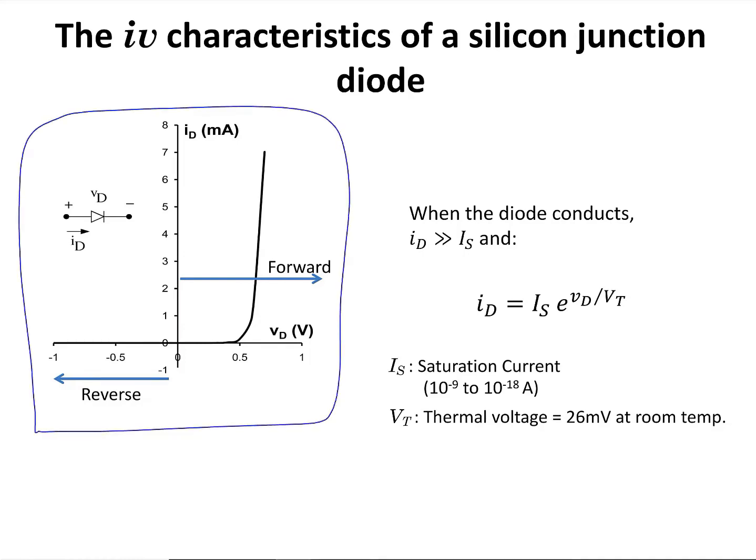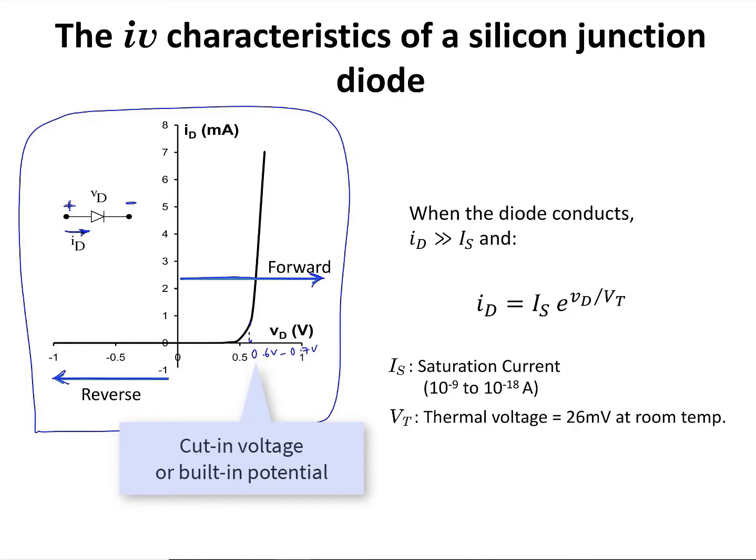If we label the voltage across the diode as VD, plus, minus, and the current that flows through the diode as ID, then when VD has a negative value, or VD is less than 0, we're going to say that the diode is reverse biased, and when VD is positive, we're going to say that the diode is forward biased. Now the diode does not turn on immediately when VD is slightly above 0 volts. Rather, for the case of a silicon diode, it turns on at around 0.6 volts to 0.7 volts. This voltage is the cut-in voltage or the built-in potential of a silicon junction diode.